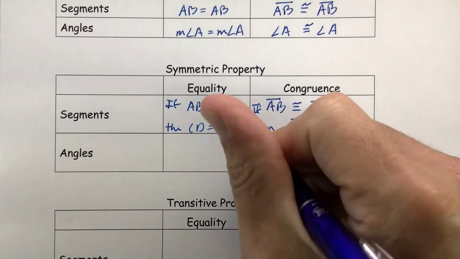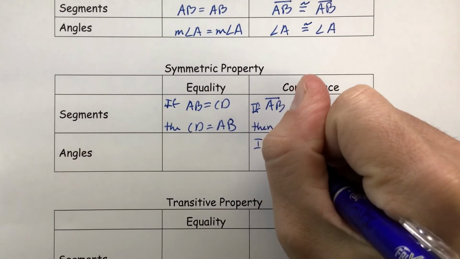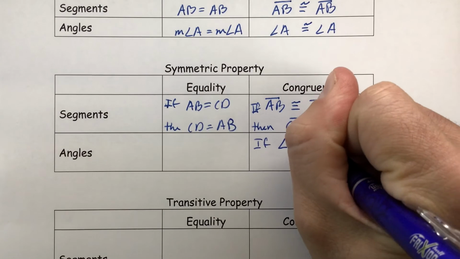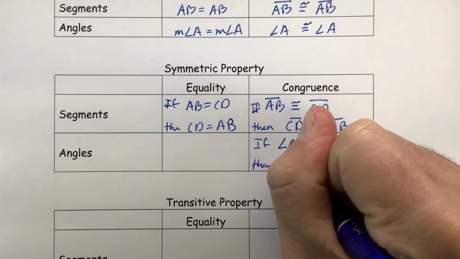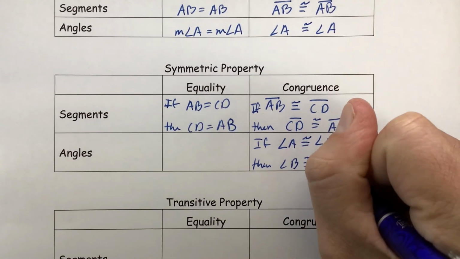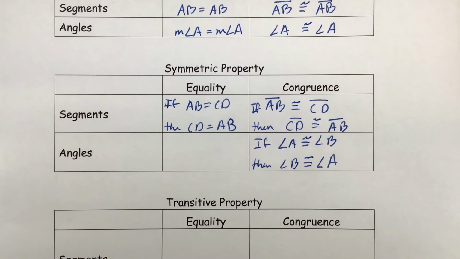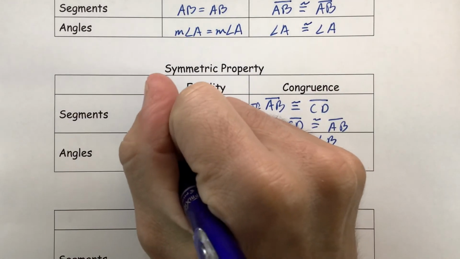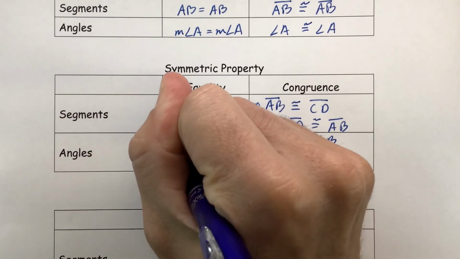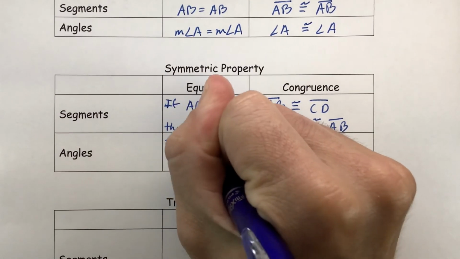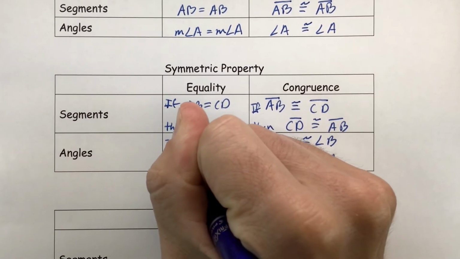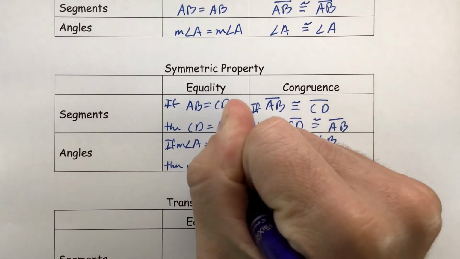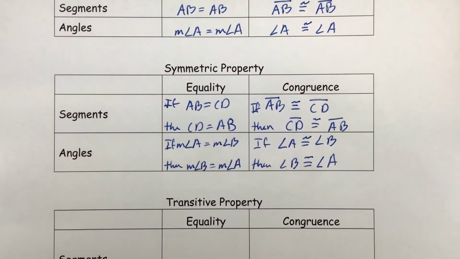For the angles, if angle A is congruent to angle B, then angle B is congruent to angle A. For the equality, if the measure of angle A is equal to the measure of angle B, then the measure of angle B is equal to the measure of angle A.